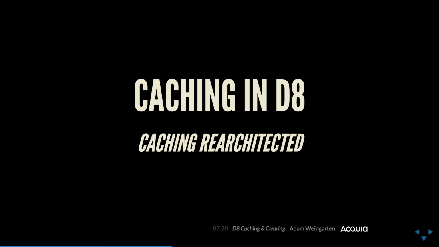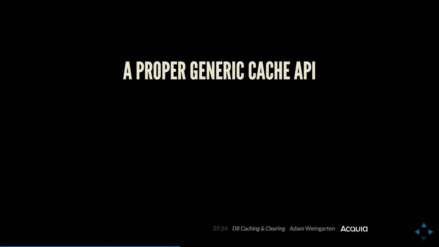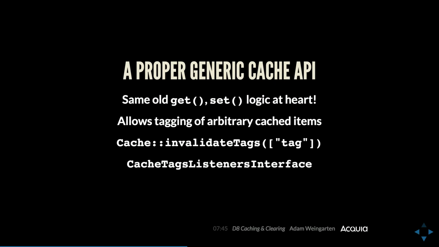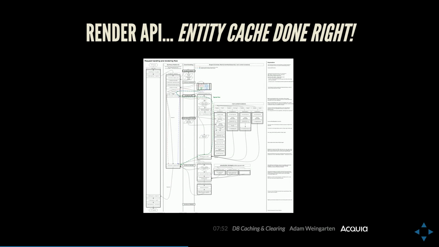So caching in D8, everything is different. It's been totally re-architected. We finally have a generic cache API. So we have the same gets and sets at the core of it, but we have this new concept of tagging. When we want to invalidate something, we just simply invalidate a tag, and it basically clears like an entire bin or a class of pages. We can listen to these tags and we can do different things as the tags are added or invalidated.